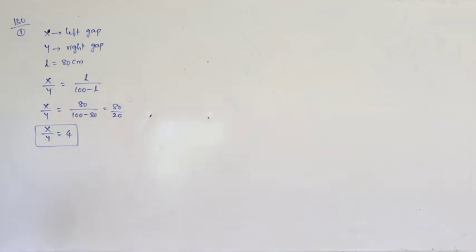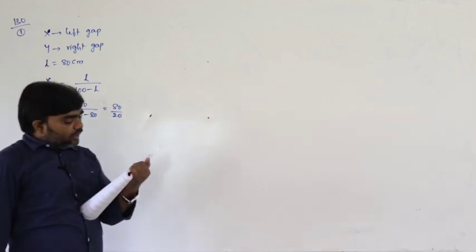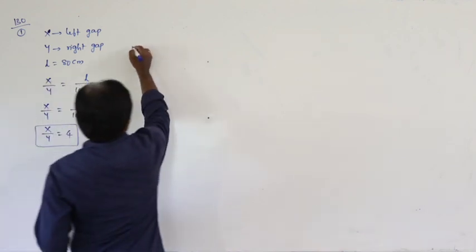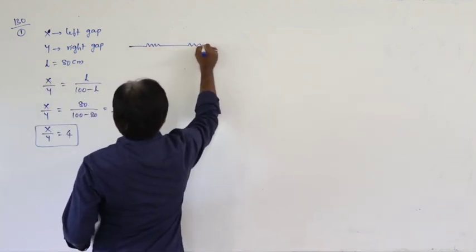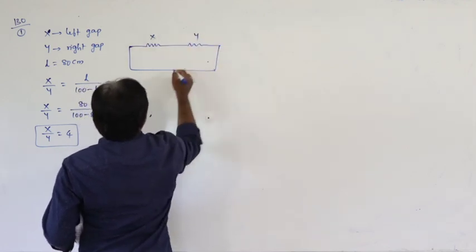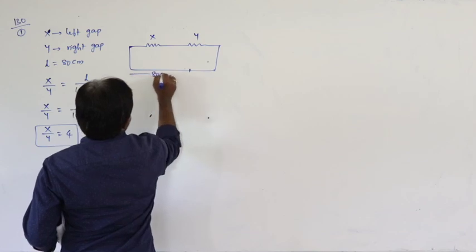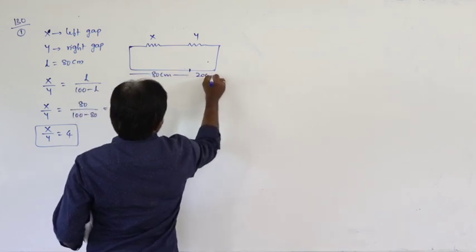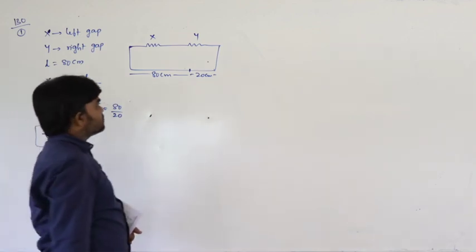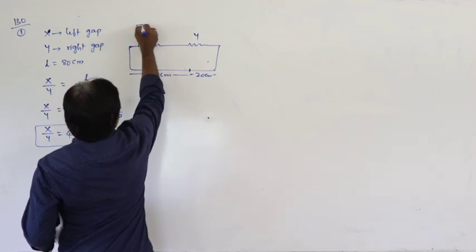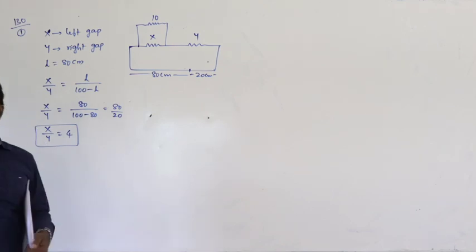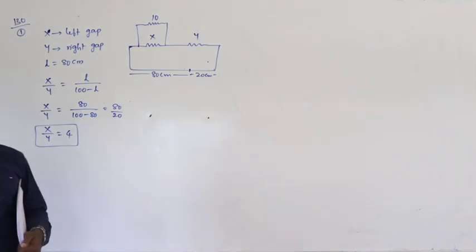First concept, x by y is equal to 4. Next, when a 10 ohm resistance is connected in parallel to x, initially this is the condition. This is x and this is y, and the balance length is given as 80 centimeters and the remaining is 20 centimeters, because the total length of the meter bridge wire is 100 centimeters. Here one more resistance of 10 ohms is connected in parallel to x.